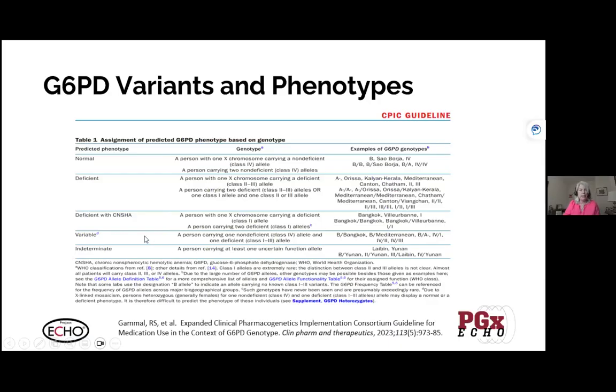Variable is what we typically see with females if they have one X chromosome that's a normal variant and one that is a deficient variant. And that's where we need to do the enzyme testing to further clarify. And there are a few variants that they're uncertain of the function. And again, in those folks, you'll need to do an enzyme G6PD quantitative test to determine what the patient's actual function is.